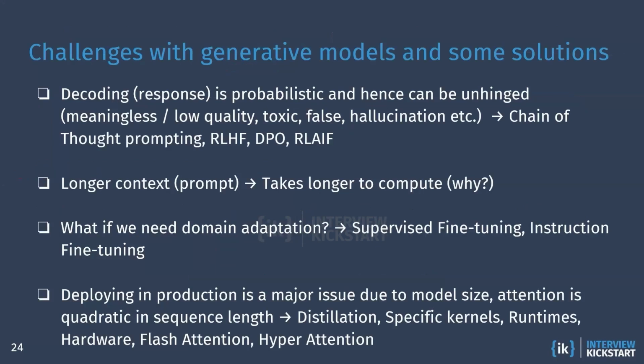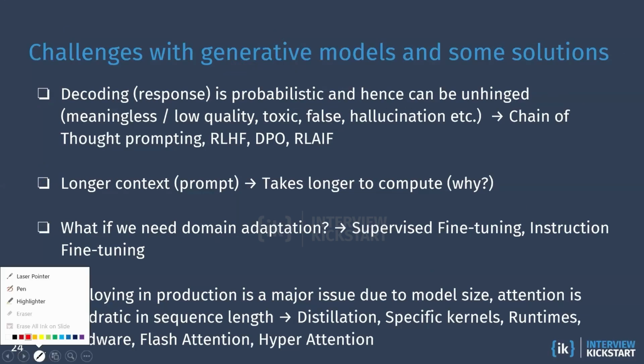So, talking about the challenges with generative models now. The first biggest challenge with generative models is decoding the responses, right? Decoding is a probabilistic process. Whenever you have seen this process, towards the end we always go for a softmax, and after the softmax we get a probability distribution across all the words in the vocabulary.